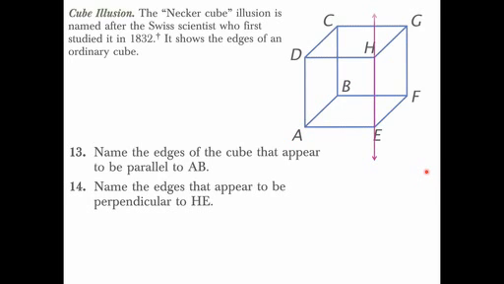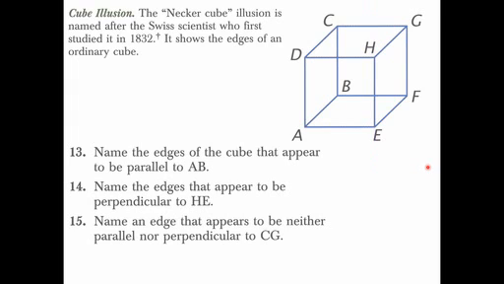And perpendicular to that one. Perpendicular has to form right angles. Neither parallel nor perpendicular to the line I've got there, CG. Neither parallel nor perpendicular. You should be able to get at least 2, maybe more, maybe 4 even. See if you can find them all.